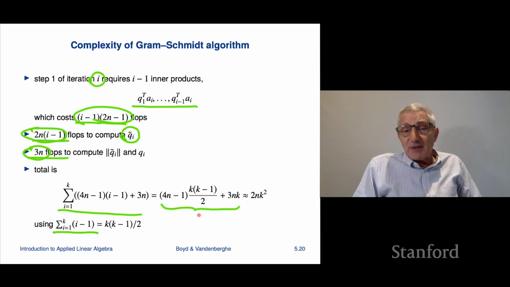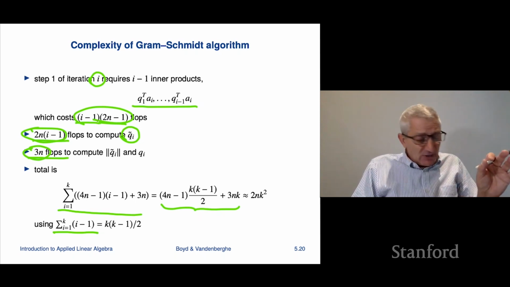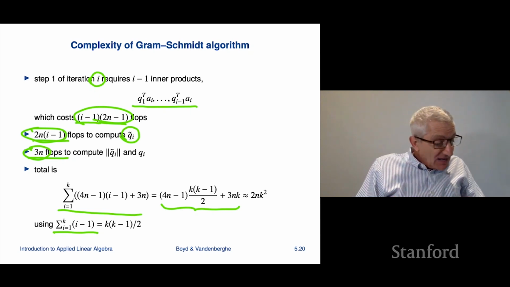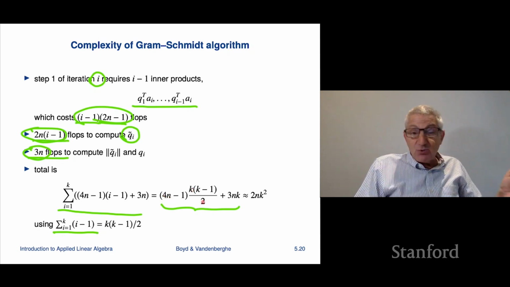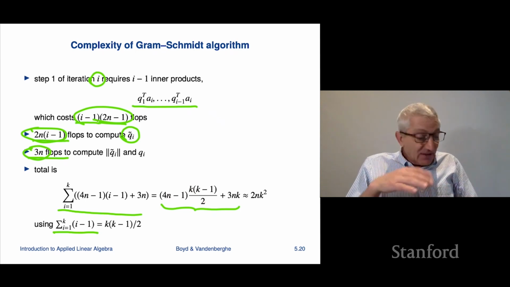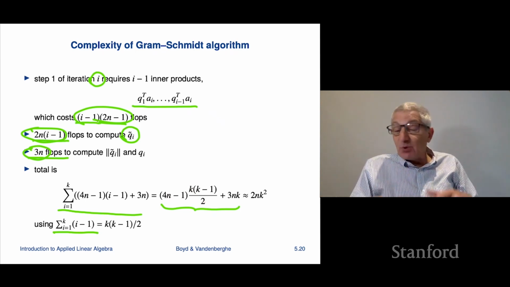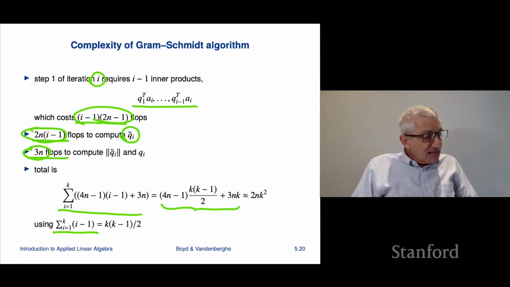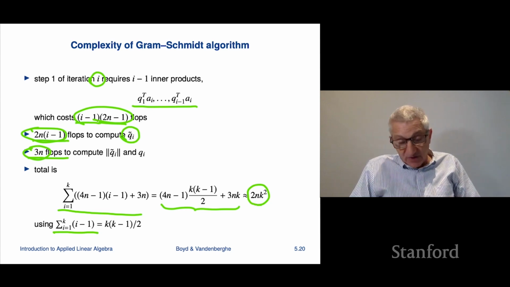Now, what you have to remember about flop counts is that it's extremely crude. So we're going to drop what we call non-dominant terms, right? When you work this out, the biggest term you're going to get is this 4n times k squared divided by 2. That's 2nk squared. All the other terms have a coefficient of either n or k, which is smaller. And we're interested in the case when n and k are reasonably large, so we just drop them. This is completely standard in a flop count. And you would say that Gram-Schmidt has a complexity of 2nk squared flops.